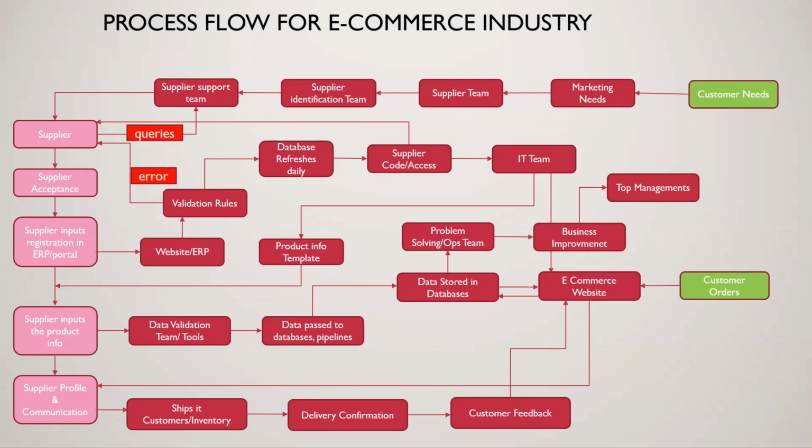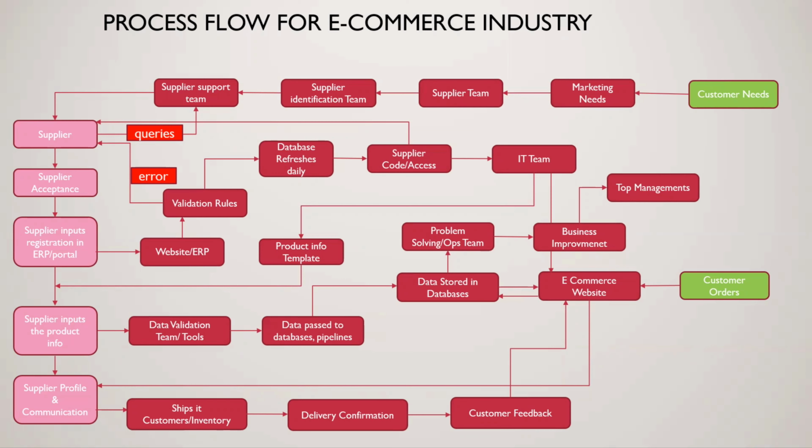And the supplier accepts the order, he inputs his details in the ERP or portal, and again it goes to the website and to the validation rules. And if there are any errors, it is sent back to the supplier, and the supplier queries back to the supplier support team. And if these validation rules are correct, they go to the database, and it creates a supplier code and gives the supplier access, and those things are managed by the IT team.